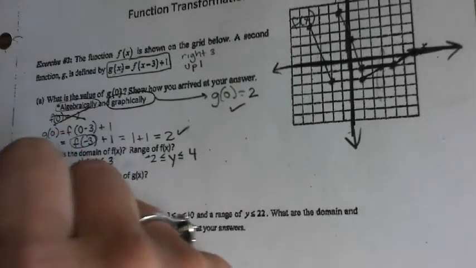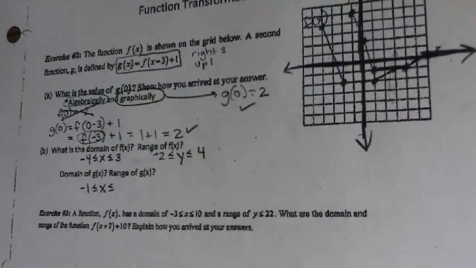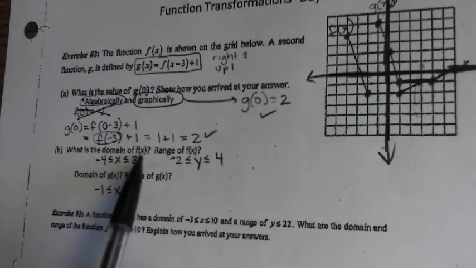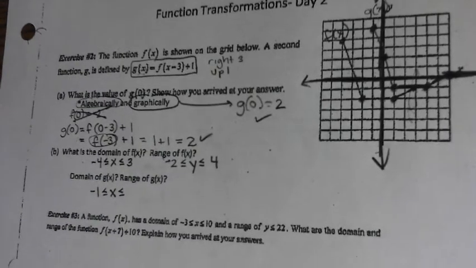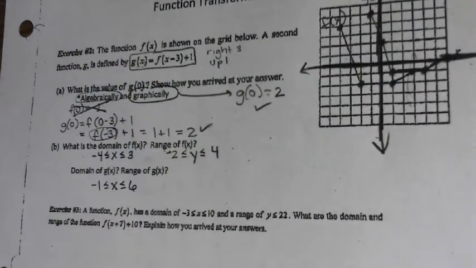-1 less than or equal to x. It's less than, right? You always go smallest to biggest, so there'll always be less thans. Okay, less than or equal to 6. Very good. Okay, so she just added 3 to both because we're moving 3 to the right.